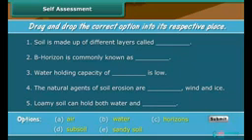Self-assessment. Let us check what you have learned so far. Drag and drop the correct option into its respective place.